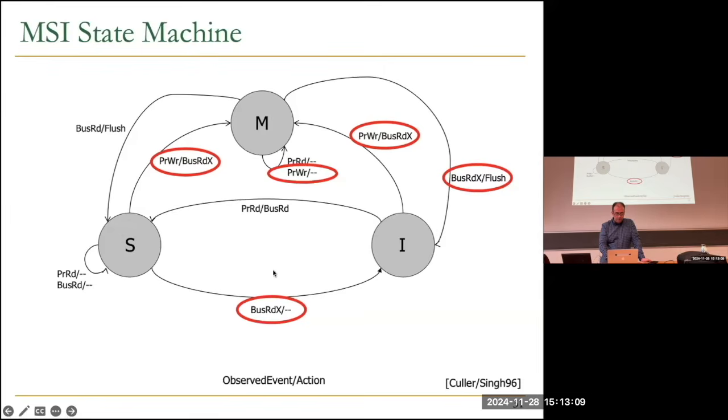Okay, this is important. If you're in the shared state, but then you get this bus read exclusive, you need to go to invalid. Essentially, when you see this bus read exclusive on the bus, you need to invalidate your copy. That's why you go to the invalid state.